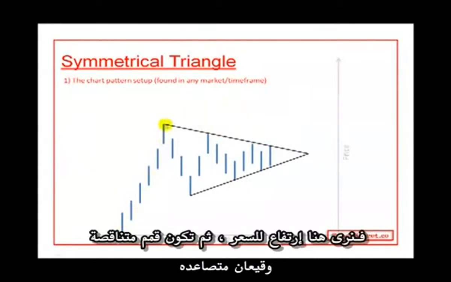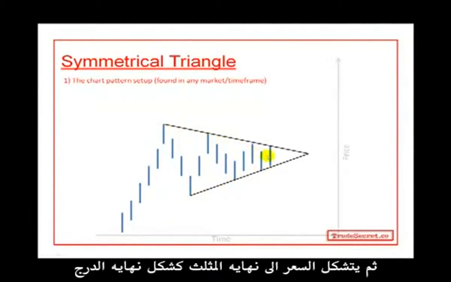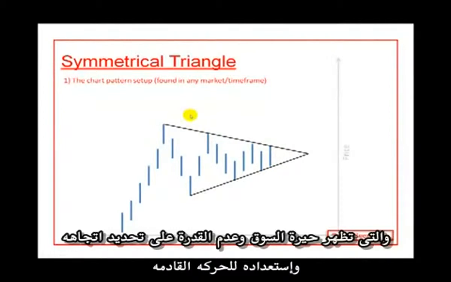So we can see that we have a move up here and we form essentially lower highs and higher lows. So high, lower high, lower high, low, higher low, higher low, and price is constricting into the corner of this triangle, a bit like a tube of toothpaste here. It's essentially a period of indecision while the market works out what it's doing and gathers its energy for the next move.